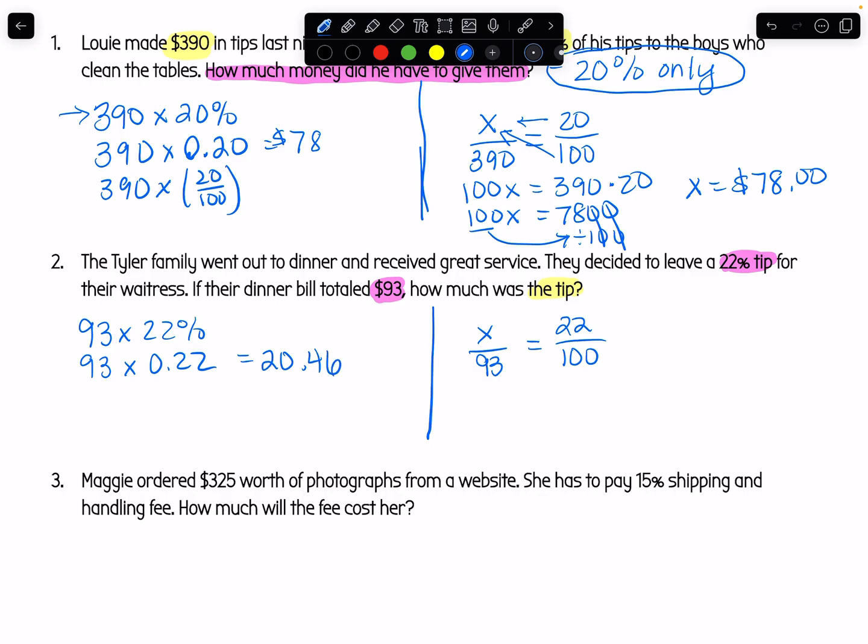$20.46. Again, if we're doing our cross multiplication, 100x equals 93 times 22. I can't do anything with the 100x, so I'm bringing it down. But 93 times 22 is 2,046. I've got to move this over by dividing by 100. If I use my calculator, I will get still $20.46.